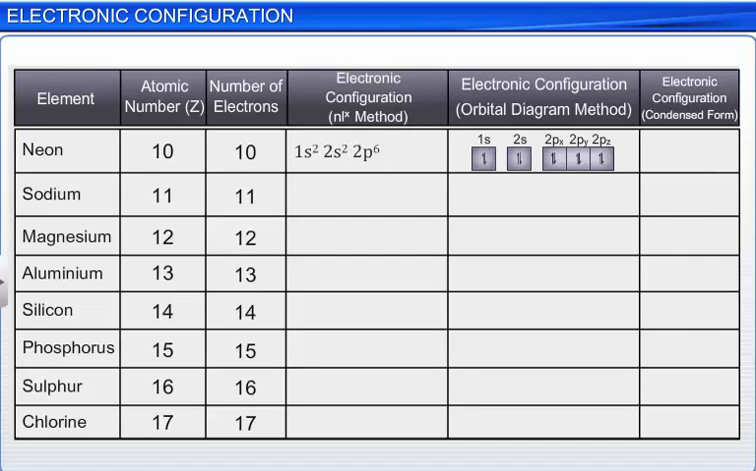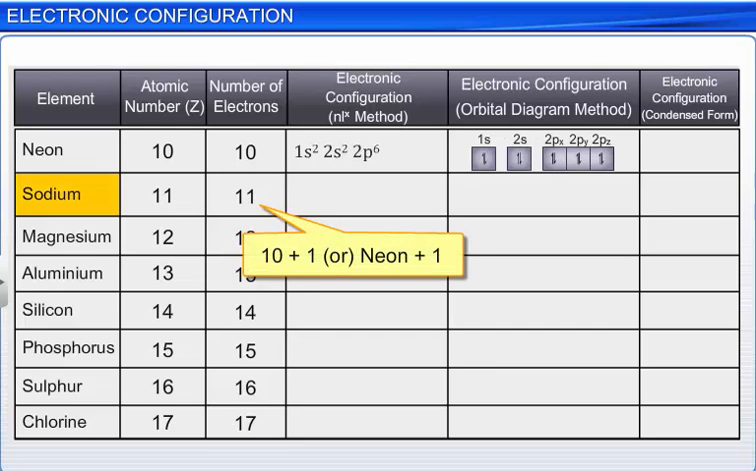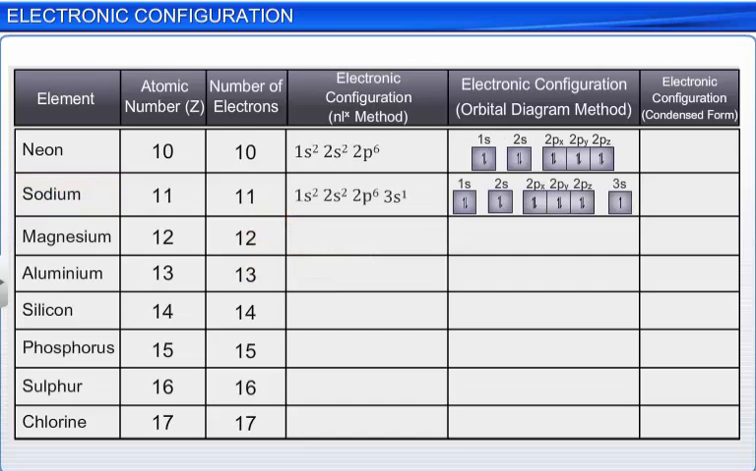We can also write the electronic configurations of most of the elements in a simplified manner or condensed form. For example, the element sodium, that has 11 electrons, has 1 electron more than its nearest noble gas, neon. The 11th electron will enter the 3s orbital.